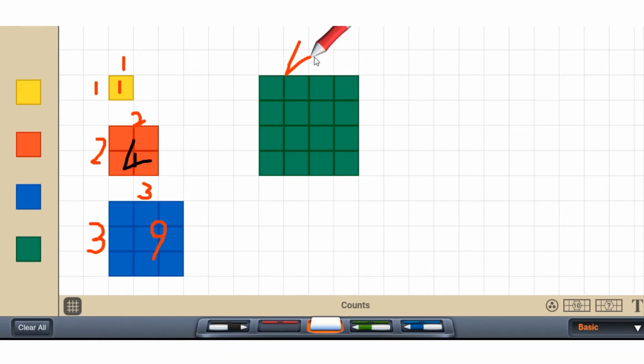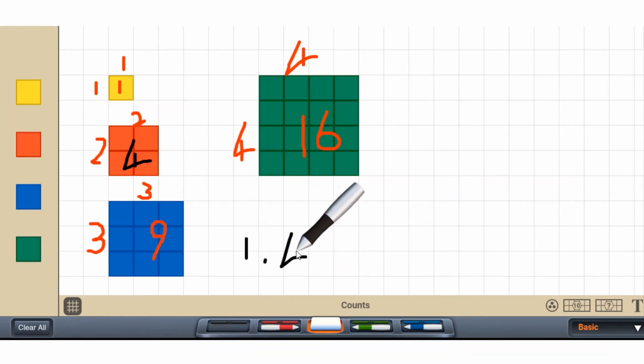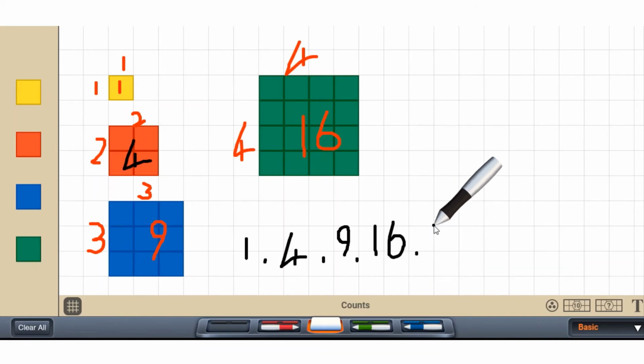Let's work it out. We've got 4 along the top, and 4 along the side, and 1, 2, 3, 4, 5, 6, 7, 8, 9, 10, 11, 12, 13, 14, 15, 16 in total. Which is why we call the number pattern 1, 4, 9, 16, then we go to 25, the square numbers. Have a go in your book at doing 25 as a square.